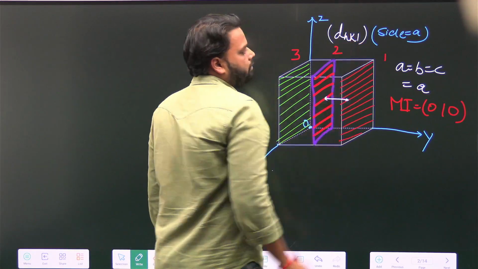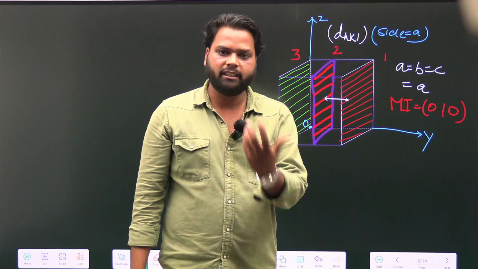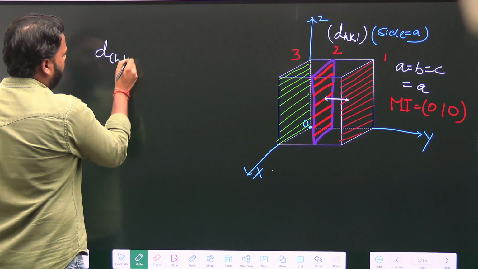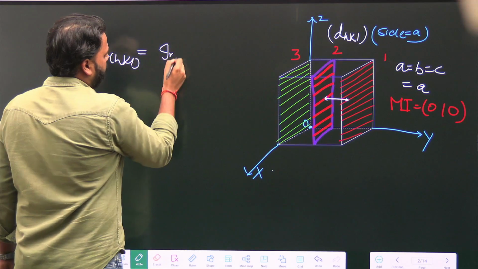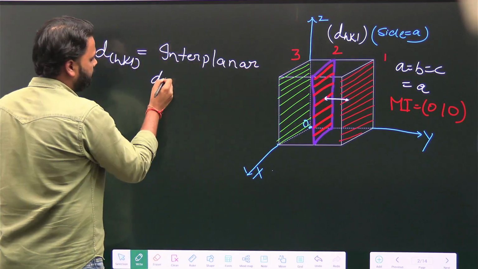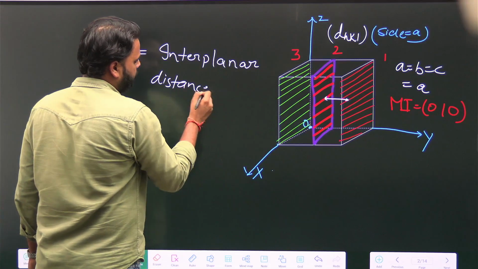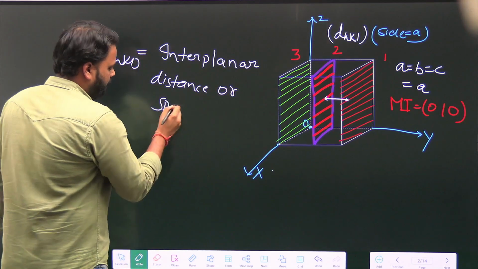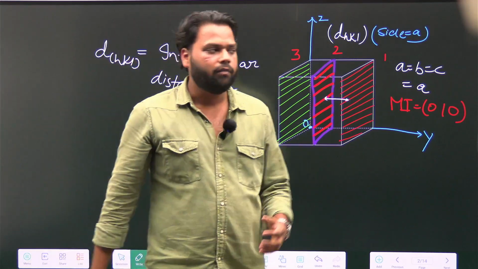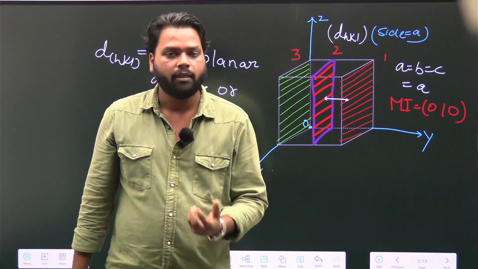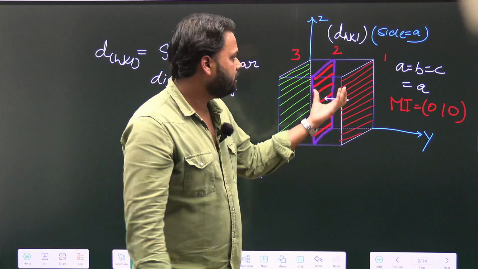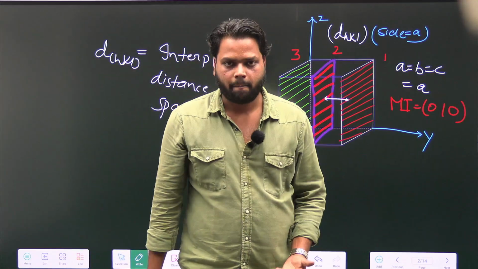DHKL. Okay, DHKL. It will be represented by DHKL and it is called the interplanar spacing. DHKL, it is called the interplanar distance और spacing. हम इसको discuss करेंगे when we will complete the Miller indices. We will discuss this thoroughly. We will derive the relation for the interplanar distance. But here I have introduced the name just to let you all know what the interplanar spacing actually is. ठीक है ना?